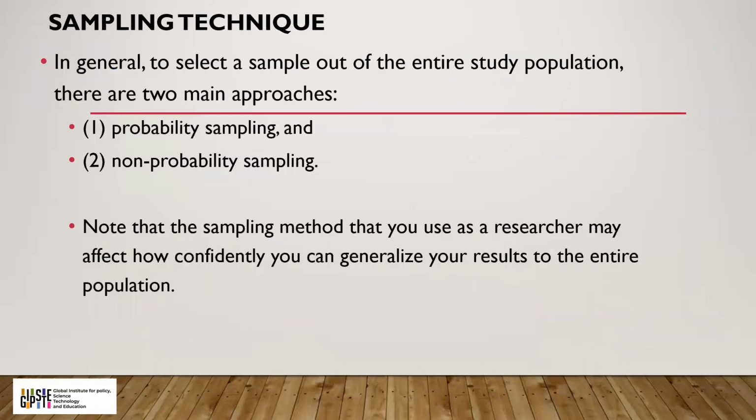Let's look at sampling technique. In general, to select a sample out of the entire study population, there are two main approaches. There are the probabilistic or the probability sampling and non-probability or non-probabilistic sampling. Note that the sampling method that you use as a researcher may affect your confidence level to generalize your results to the entire population. So you need to be mindful about the focus and the purpose of the study. Very, very important.